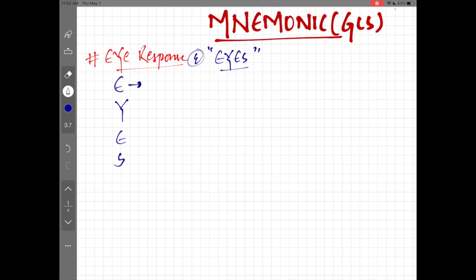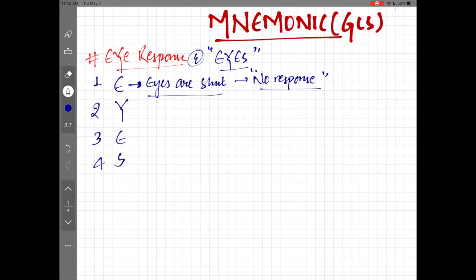So for the first E, it is eyes are shut. It means eyes are shut, that means no response, right? Eyes are shut means no response. We are grading it from 1 to 4 serially. So 1 is E, Y is 2, E is 3, and S is 4. For E, eyes are shut, there is no response, that means a score of 1.